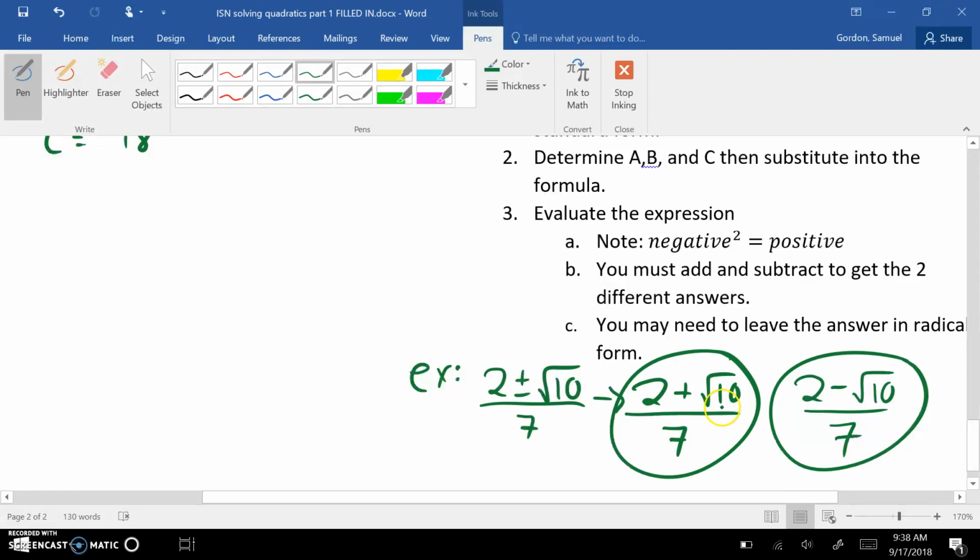Oftentimes that happens, that whatever ends up being in the discriminant is not something you can find the square root of. It's not a perfect square. You just write it in this format and you're done.